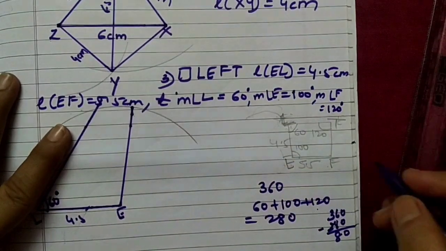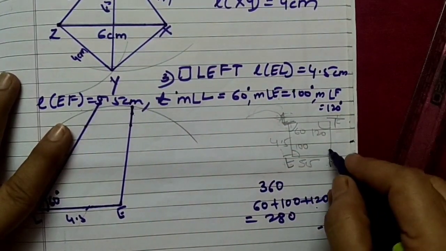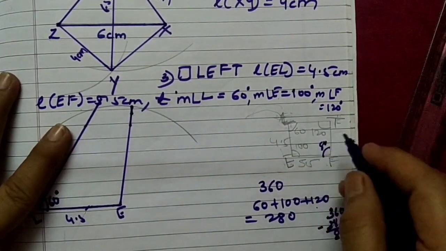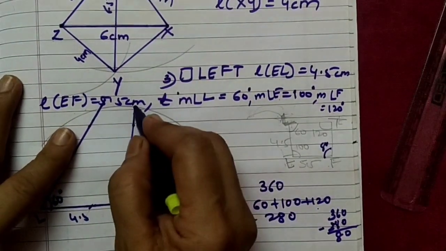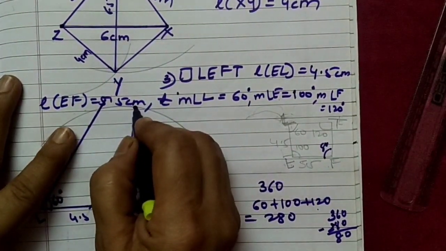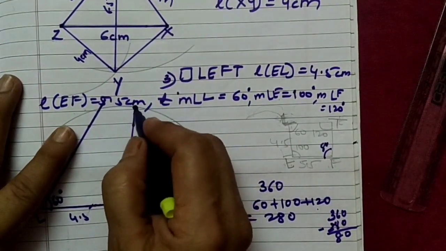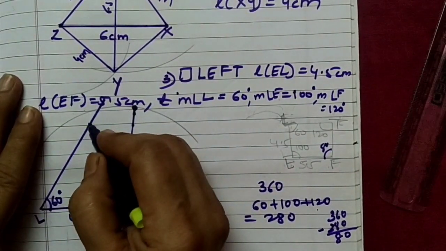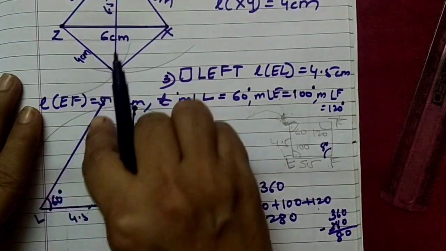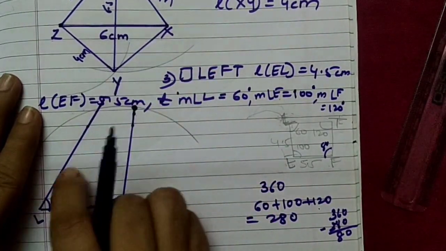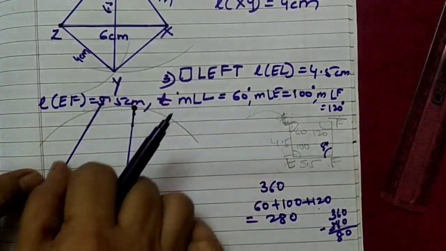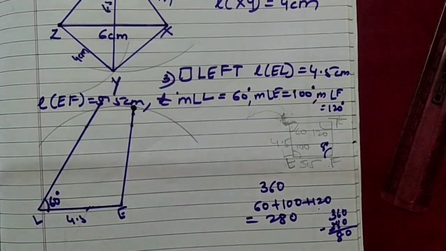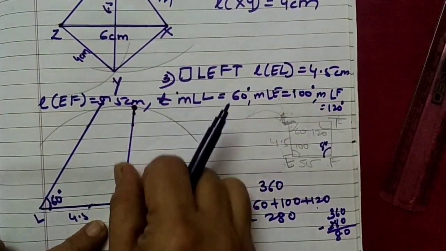So my last angle, that is the angle here, it should be how much? 80. So what I will do now, at this point, this is my point of 5.5, I will make an angle of 80 and I will draw the segment on this segment. There is no length given for this segment, so it can be of any length, but this length is fixed, it is 5.5.